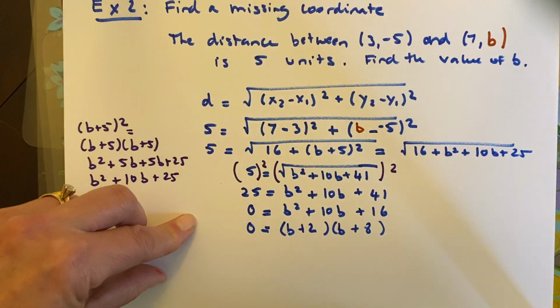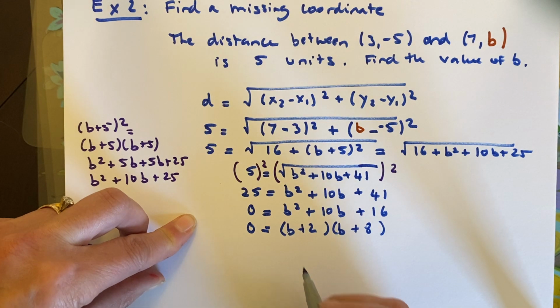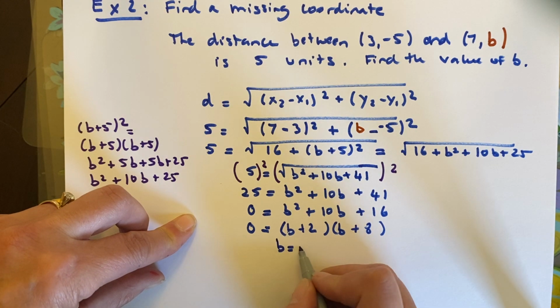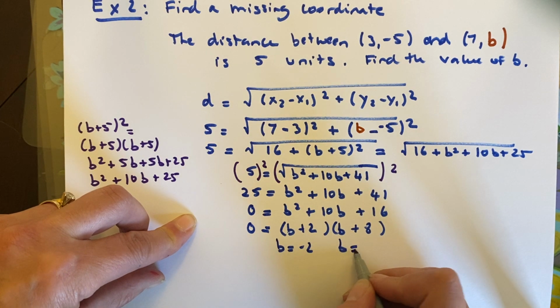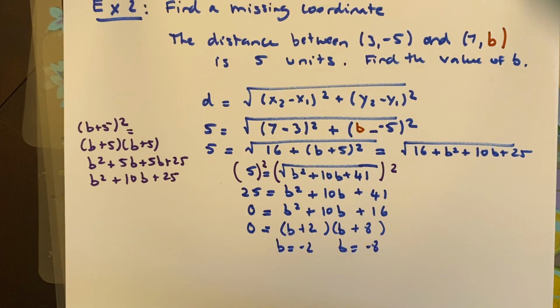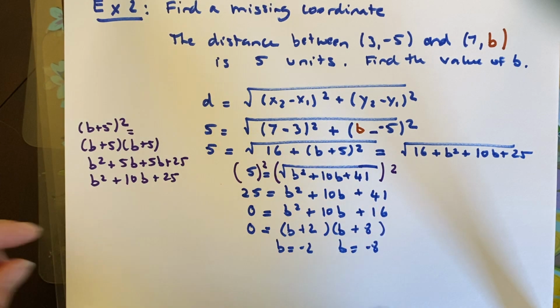And if I solve, my value of b is either -2 or -8. And what that means is that there are two ways that that distance can be solved. That there's both a negative and a positive solution that will work to find that missing coordinate. Okay.